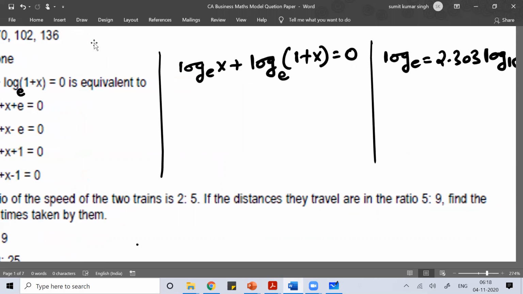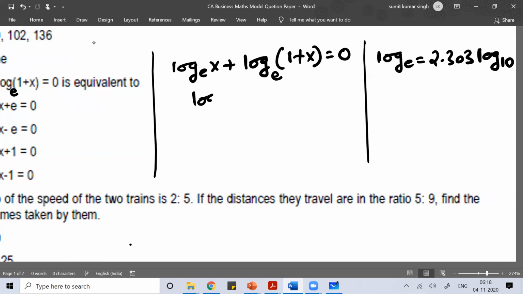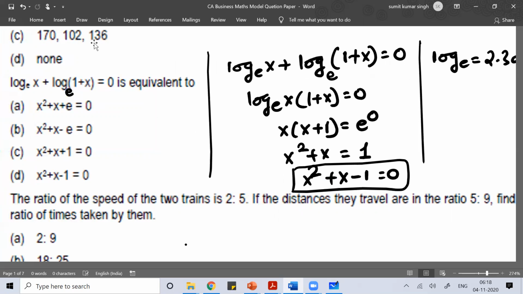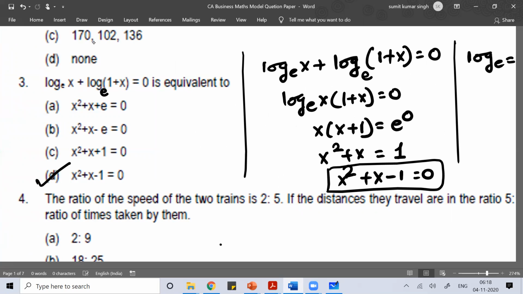So log A plus log B is log AB. So this is log base e of x into 1 plus x equal to 0. Then I can write x into 1 plus x equal to e to the power 0. Any number to the power 0 is 1. So the equation becomes x square plus x minus 1 equal to 0. This is your answer: option D.